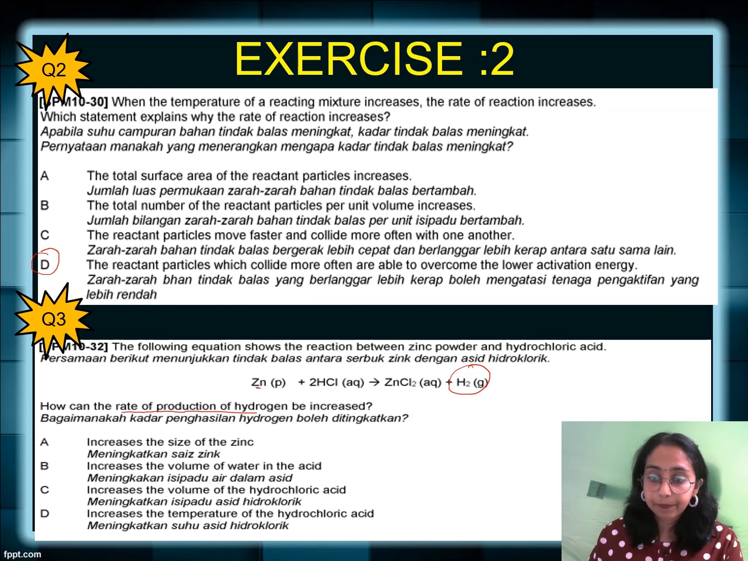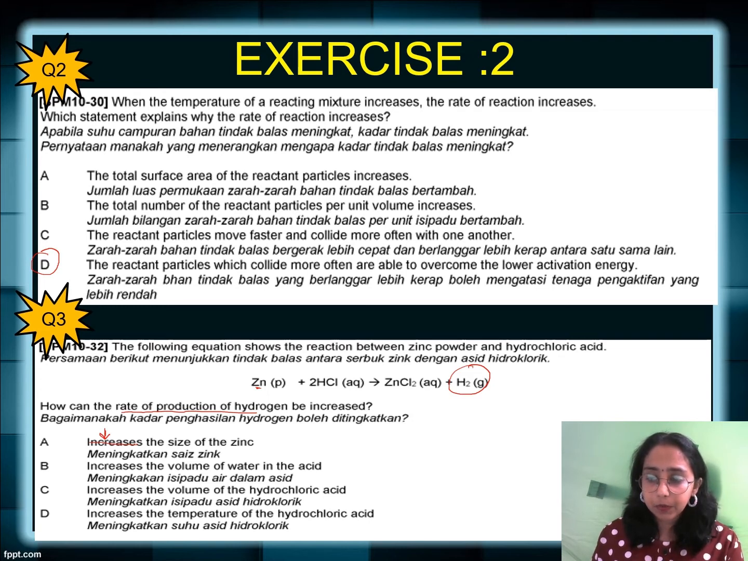For zinc, they say increase the size. Do you think increasing the size will increase the rate of reaction? The correct concept is we have to decrease the size, not increase the size. Okay, if we want to increase the rate of reaction. So A is not acceptable. Increase the volume of water in the acid.